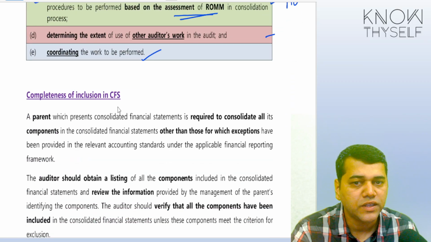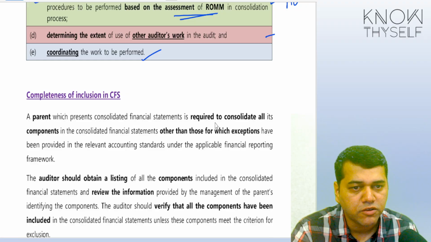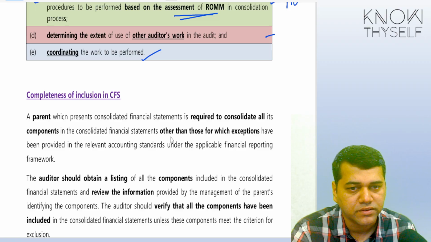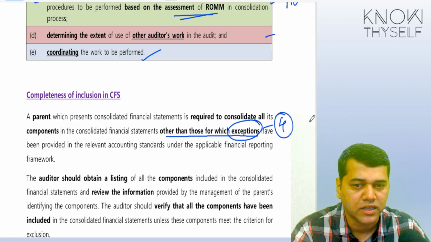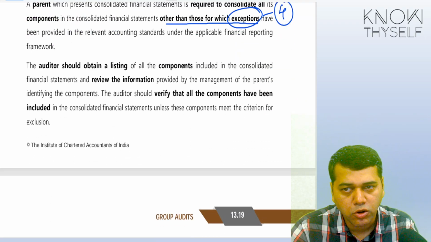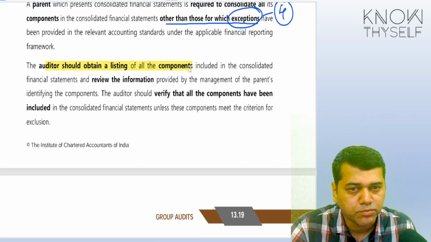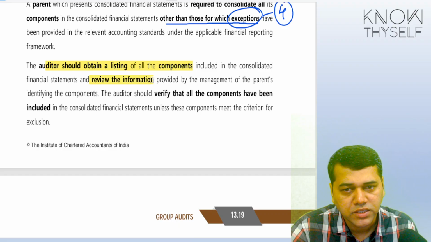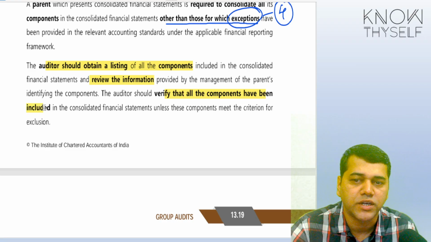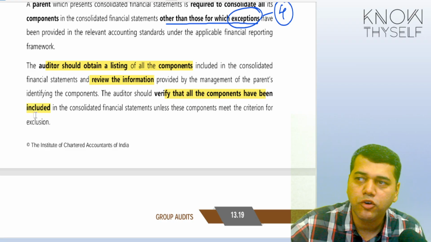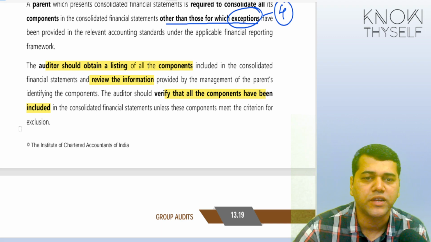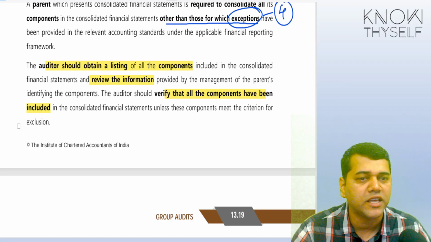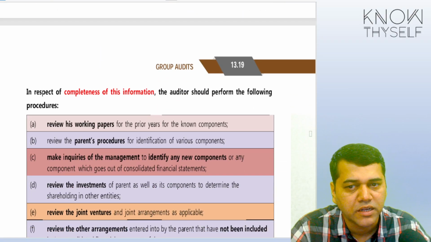Now completeness of the inclusion. Now a parent which presents a consolidated statement is required to consolidate all the components other than those for which exceptions are there. How many exceptions? 4 exceptions are there. So what you should do now? Obtain the list of all the components, review their information, and check whether they have been included. If we go back to summary financial statement, what is that you should be doing? Obtain that audited financial statement and check whether the summary has been done properly. Grouping has been done properly.